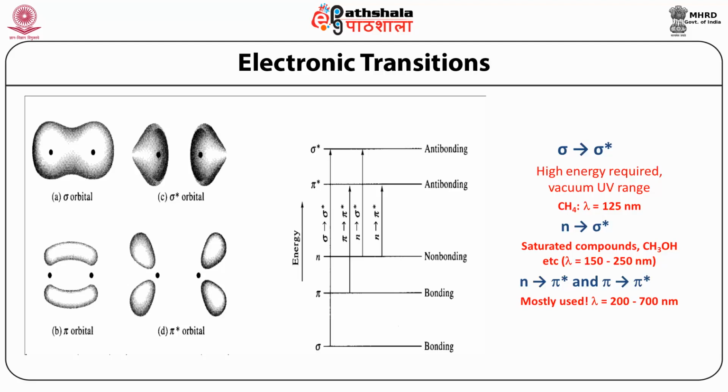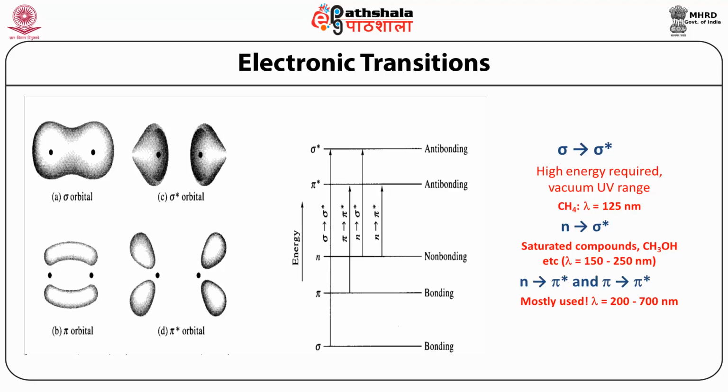n to sigma star transition. Saturated compounds containing atoms with lone pair non-bonding electrons are capable of n to sigma star transition. These transitions usually need less energy than sigma to sigma star transition. They can be initiated by light whose wavelength is in the range of 150 to 250 nanometer. The number of organic functional groups with n to sigma star peak in the UV range is small.